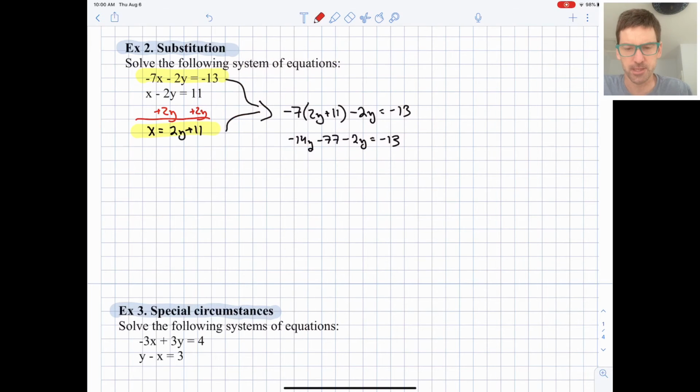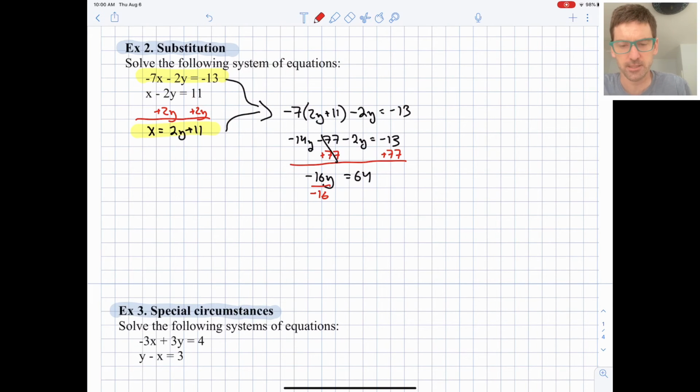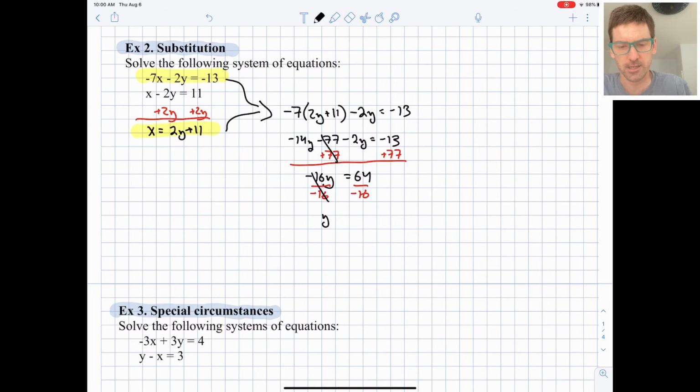And then I'm going to do those same couple steps. Let's add 77 to both sides. And then let's also simplify the left-hand side. Negative 14y minus 2y is negative 16y equals negative 13 plus 77 is 64. And we can go ahead and divide by our negative 16. And it looks like we're going to get y is equal to negative 4. Nice. So we solved for y, so that's good news.